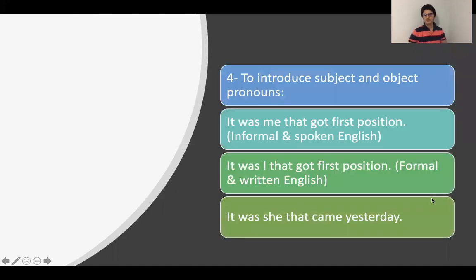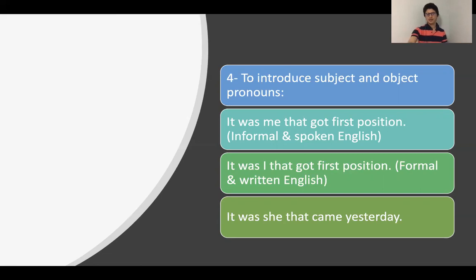Number 4, to introduce subject and object pronouns. Sometimes we use cleft sentences to introduce a subject pronoun or an object pronoun. Subject pronouns like what? He, she, it, they, we, I. Okay? And object pronouns like what? Me, us, them, you, him, her, it. For both of them, objective pronoun and subjective pronoun, you can use cleft sentences, okay?